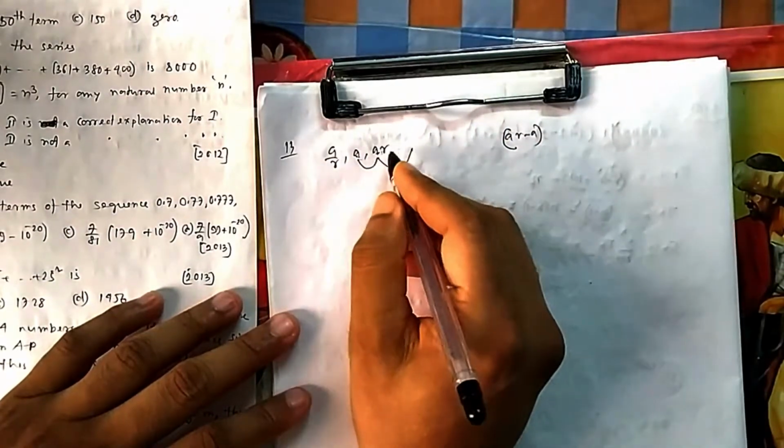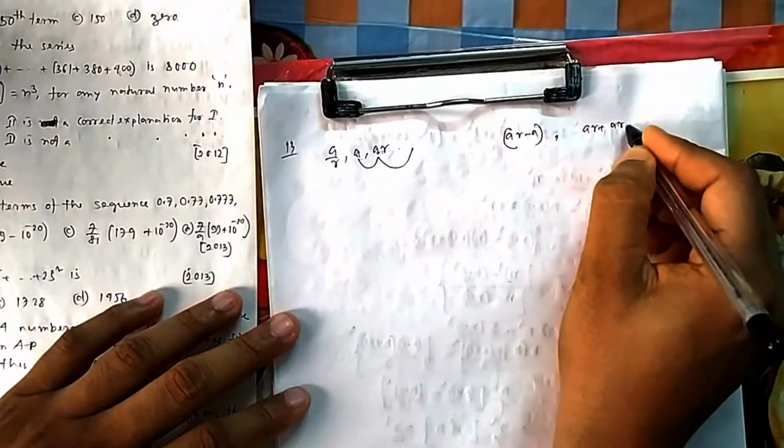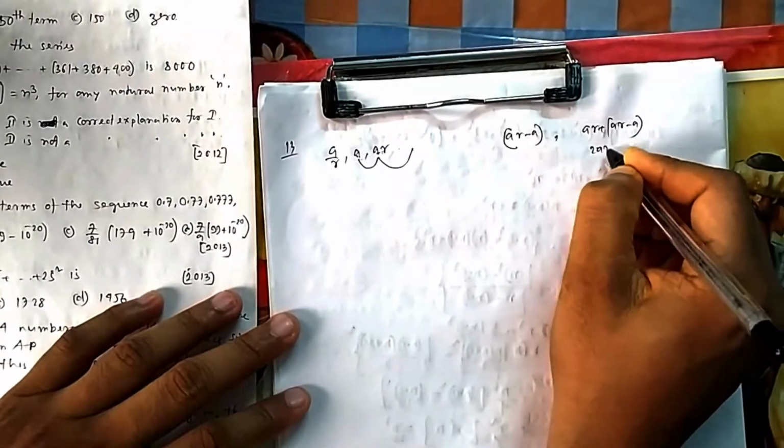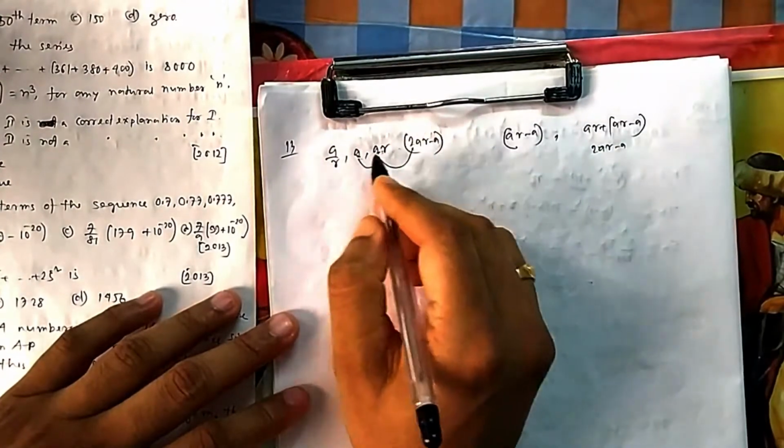That should be added with this one. So this difference is added with AR: AR plus AR minus A. So this one will be 2AR minus A. So this number should be 2AR minus A, because these three should be in AP.